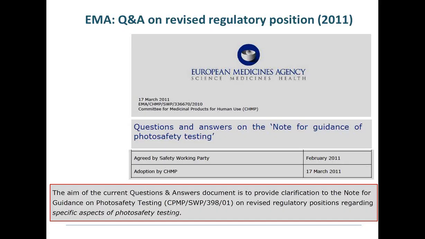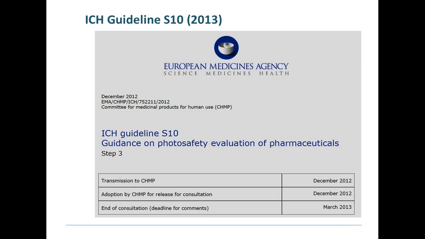So this is only the EMA question and answer paper that was regarded as an interim, so that industry would know we only have to test chemicals that have an MEC higher than 1000. We can stop any photobiological testing if the 3T3 is negative. All these things are put down in question and answers. And now we are in the situation that we have the ICH S10 document finished by the experts of the ICH.